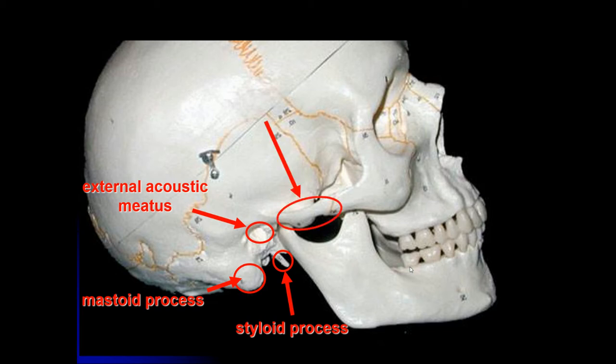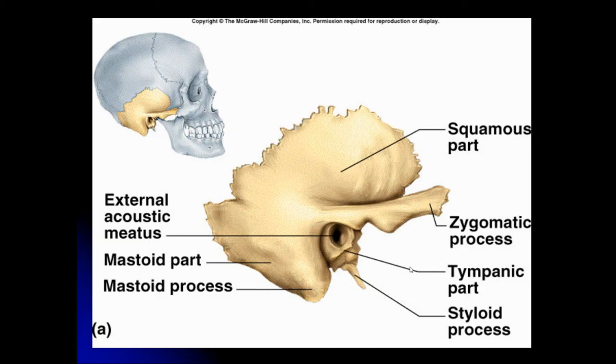We can also see right here part of your cheekbone. Now your cheekbone is called the zygomatic. Well, this part is a process which goes to the zygomatic. So it's called the zygomatic process. And so you can see all four of these things fairly easily. So again, if you take it off, you can see all those things that we just looked at. The external acoustic meatus, the mastoid process, styloid process, zygomatic process.